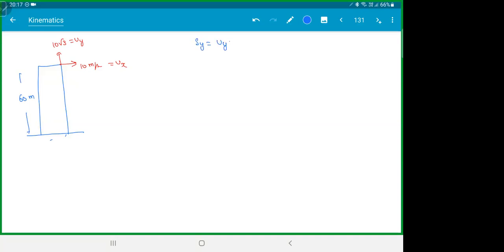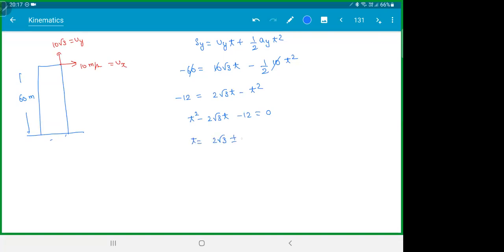Sy is equal to Uyt plus half Ayt square. Minus 60 is 10√3t plus 10t square. The numbers are bad. Minus 12 equals 2√3t minus t square. You have t square minus 2√3t minus 12 is 0. And we get t is equal to 2√3 plus or minus the square root of b square minus 4ac, 4 times 3 is 12, plus 48, by 2. That would be 60.